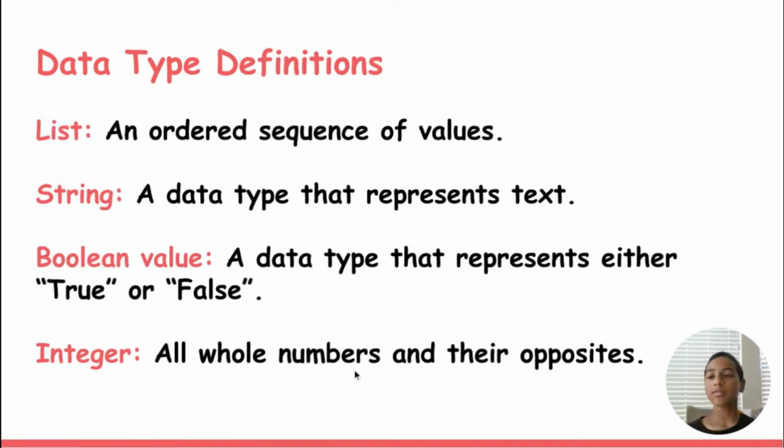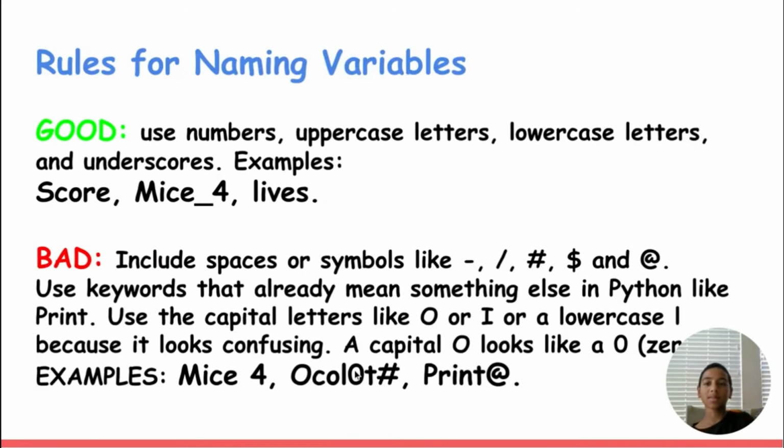Well, we have the definitions. A list is an ordered sequence of values. A string is a data type that represents text. I'll show you that later in the next lesson. A Boolean value is a data type that represents either true or false. Integers are all whole numbers and their opposites.